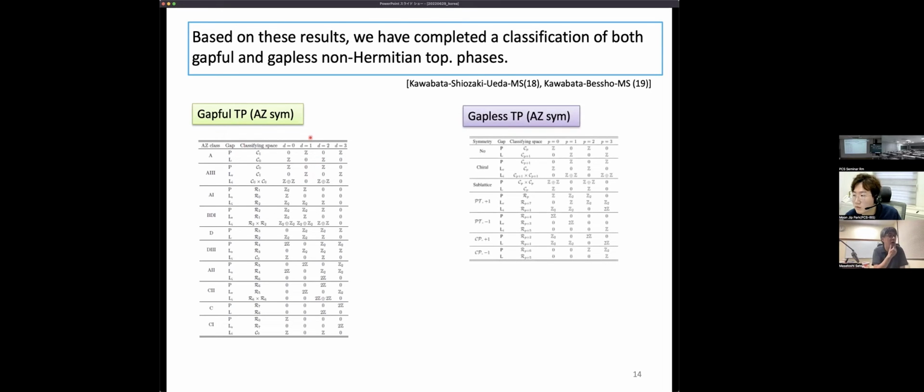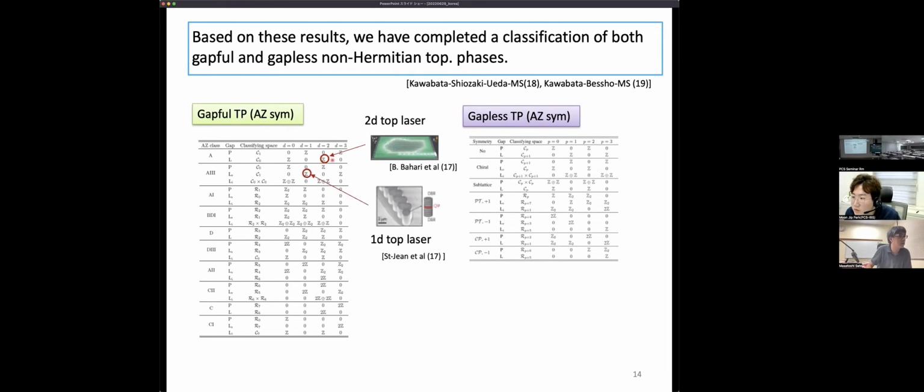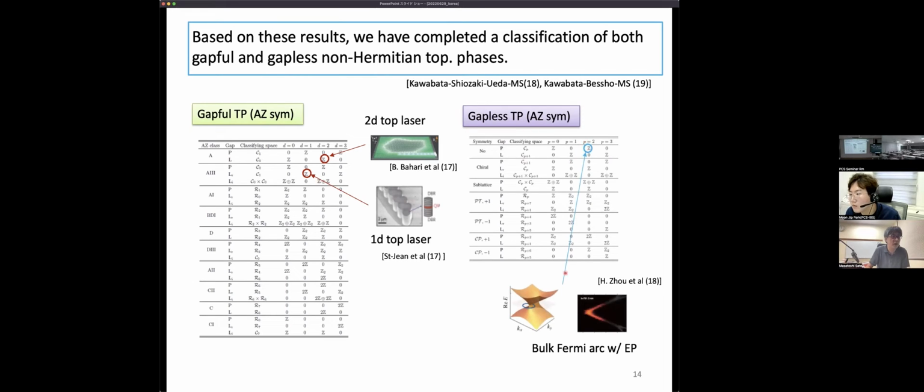And we also have a periodic table for the gapless topological phases with AZ symmetry. In this case, we can classify the gapless structure by using two different gap structures, the point gap and the line gap structures. And we found that corresponding to these two different gap structures, we have different topological numbers. So anyway, for example, this one corresponds to the two-dimensional topological phase, and this one corresponds to the one-dimensional topological phase. And we also found that this topological number corresponds to the bulk Fermi arc with the exceptional point.